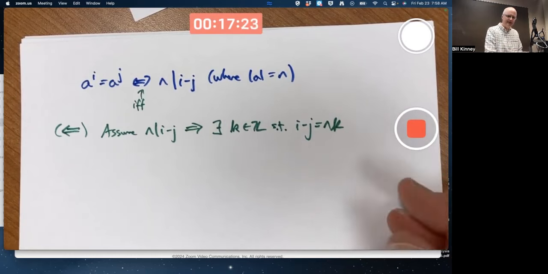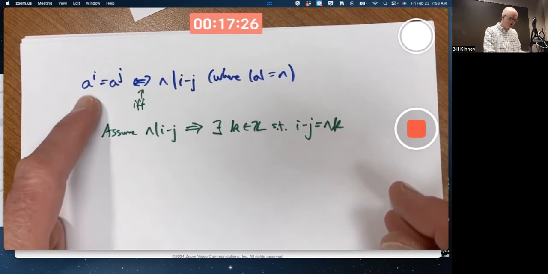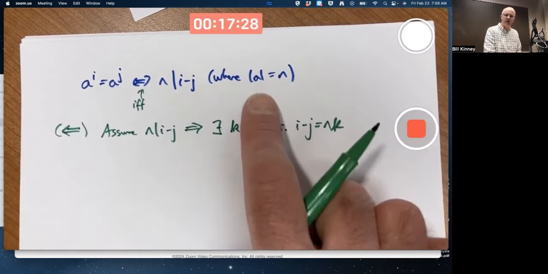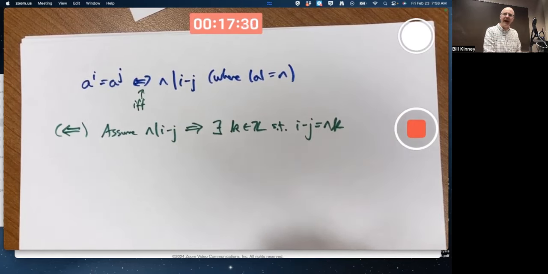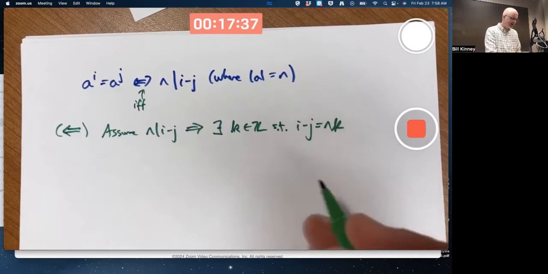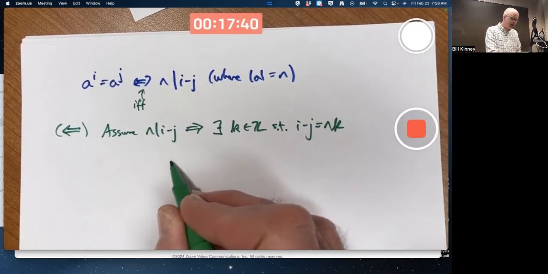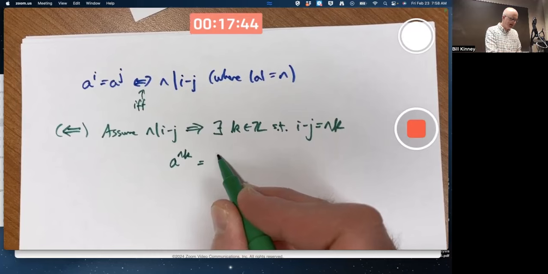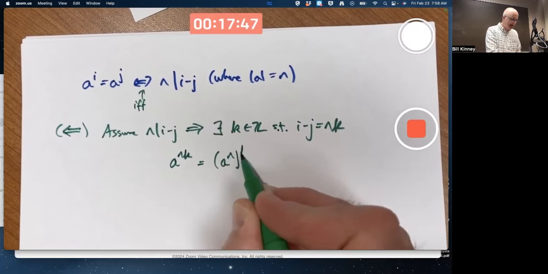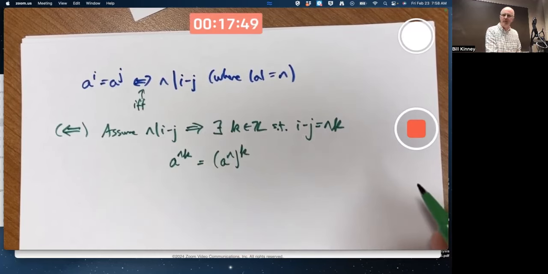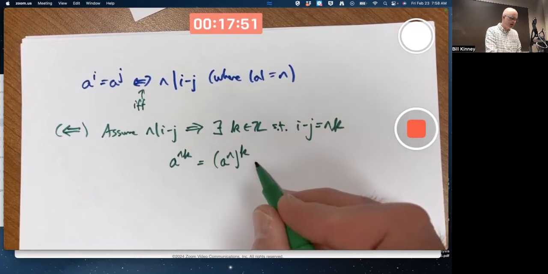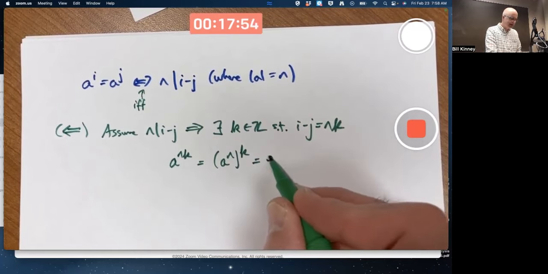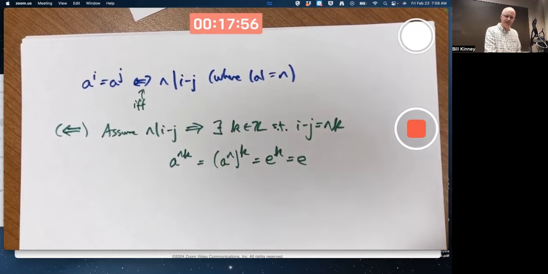Now we've got to tease out what that means. Why does that mean this is true? Again, we still have to use the fact that the order of a is equal to n. That must be relevant somehow. It takes maybe a little bit of experimentation. Certainly a to the nk, we've got to get n involved, is a to the n to the k, by the property of exponents. This is similar to what we just did a few minutes ago. That's e to the k, which is e.